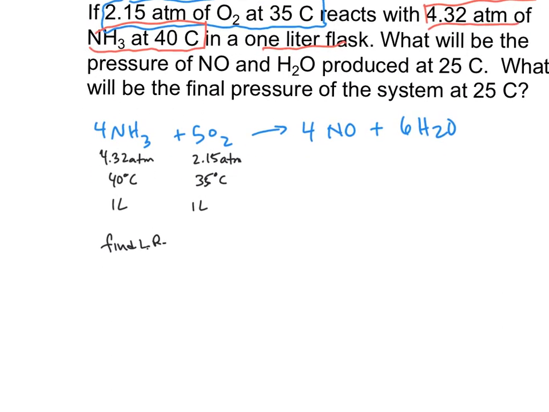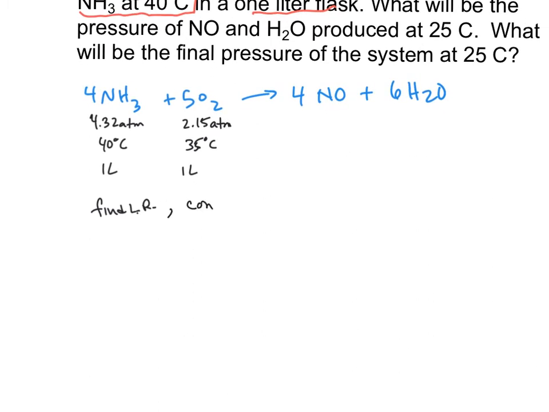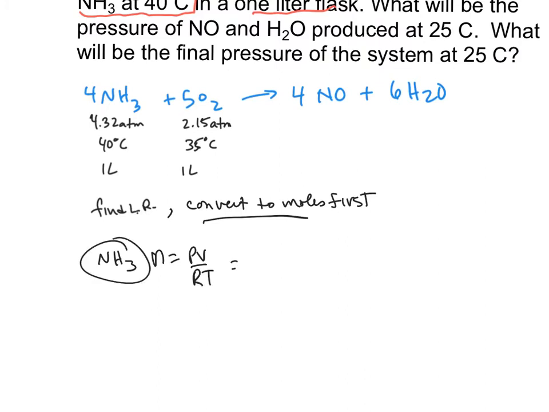So in order to do that, you got to convert to moles first. So we're going to convert to moles here. For the ammonia, n will be equal to PV divided by RT. And we're going to use atmospheres, 4.32 atmospheres. Then we're going to take the temperature as 273 plus 40, which is 313 Kelvin.